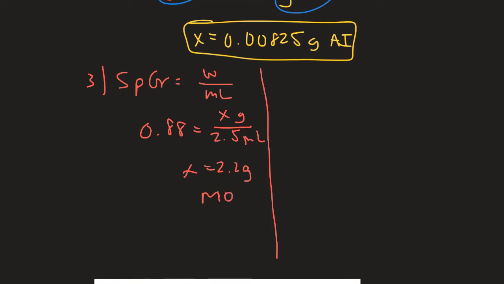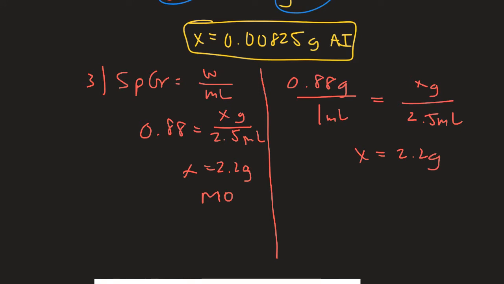mineral oil, MO. The other way is setting it as a ratio. So 0.88 grams divided by 1 milliliter. The milliliter should go on the bottom to match unit placement. Solving for x grams, x gives you 0.88 times 2.5 again, which is 2.2 grams. Let me fix that.